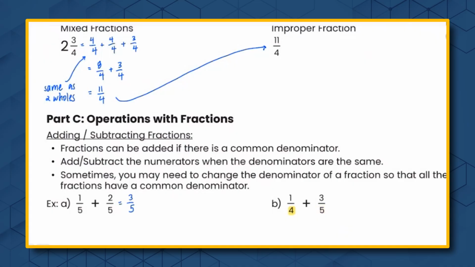So what we want to do before we can add these two fractions together is get the same common denominator. So we look at 4 and we look at 5, our denominators, and we try to come up with the lowest number that both 4 and 5 can be divided into. And so if we compare, we see that 20 is going to be our common denominator.